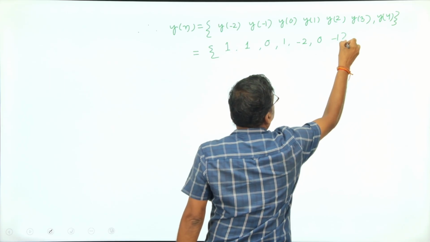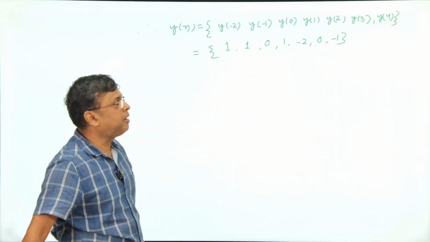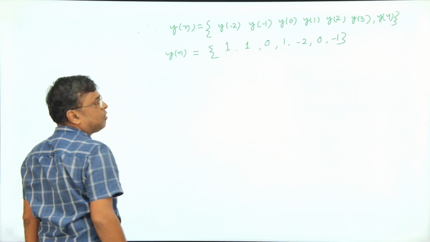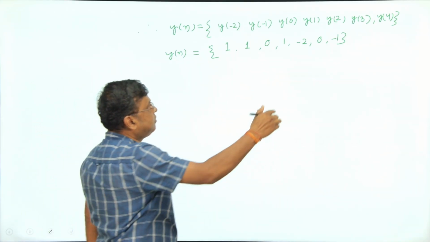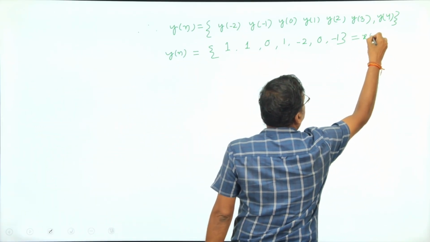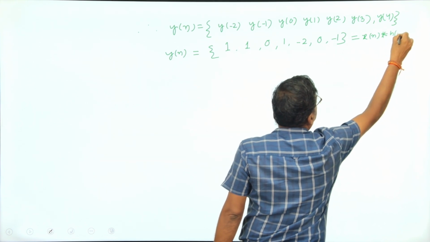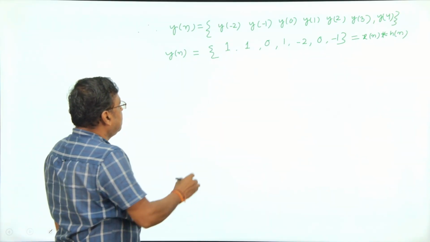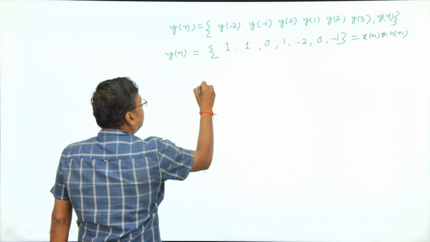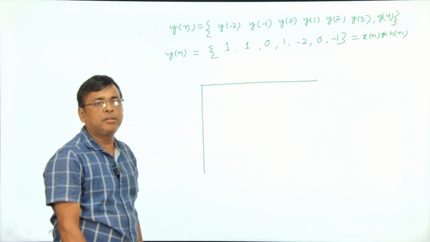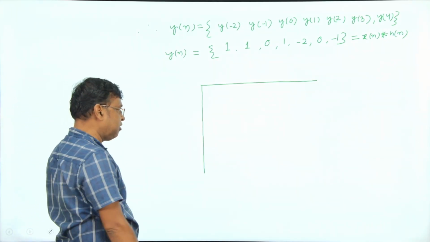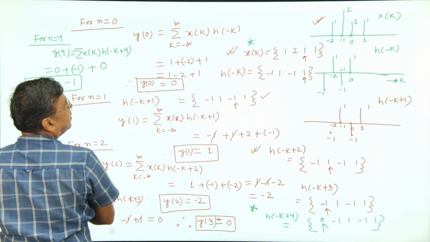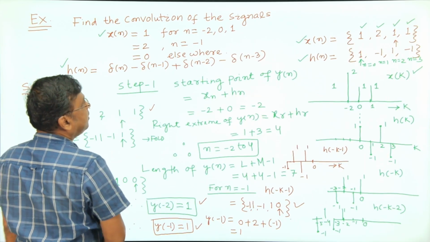This is the length of y of n. Whatever y of n we get, this is nothing but x of n convolution of h of n. We have to check whether our result is right or wrong. There is a procedure to check whether your result is right or wrong: x of n and h of n simply multiply. What is x of n? The x of n value is 1, 2, 1, 1.